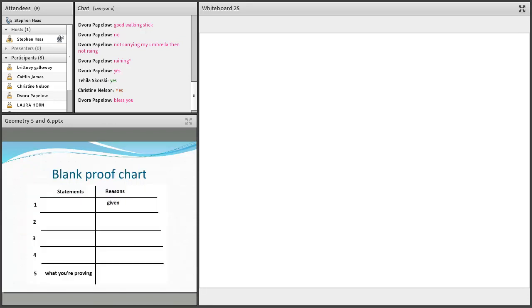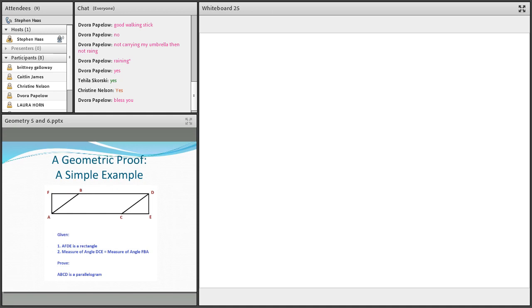And this is the basic structure of a proof chart. You'd have statements and you'd have reasons. Usually you'll have to be given certain information to start, so your first statement or two is going to be based on the fact that it is given. And at the very end, your last statement will be hopefully whatever it is that you're trying to prove.